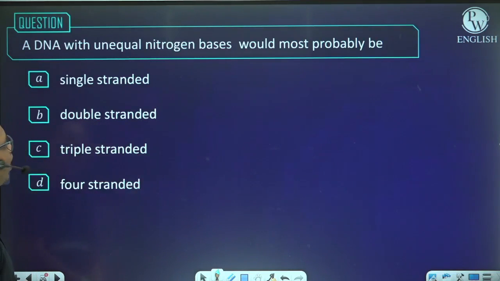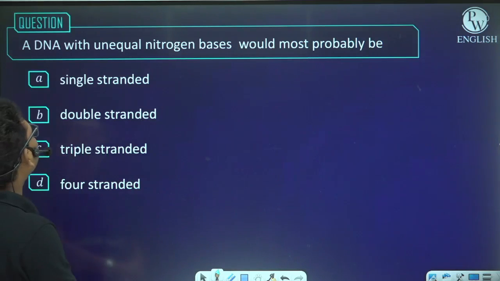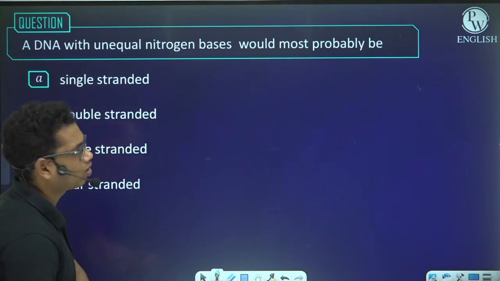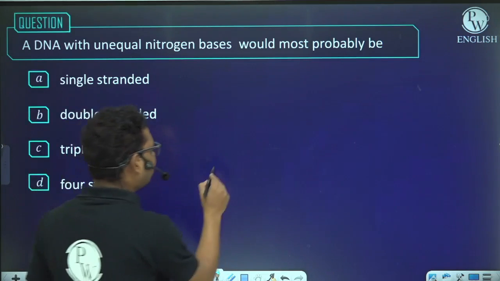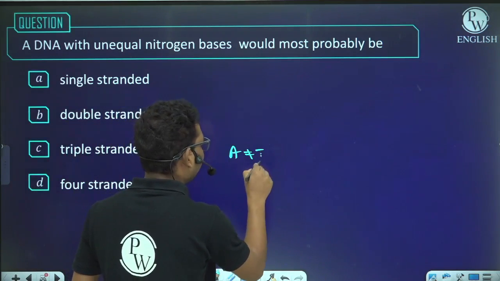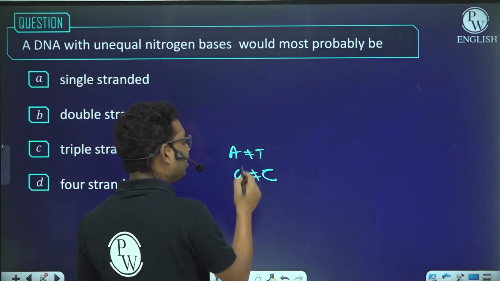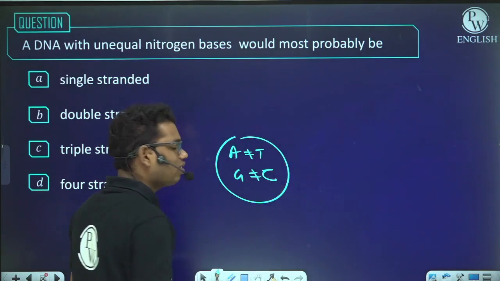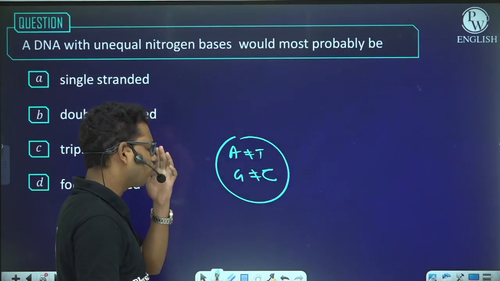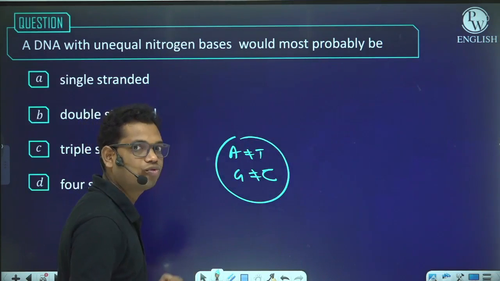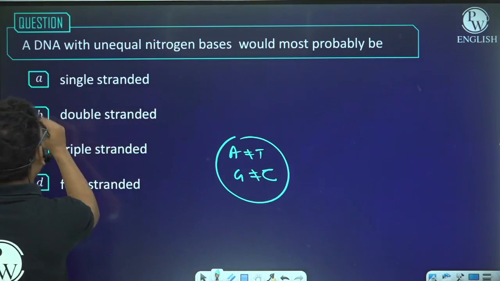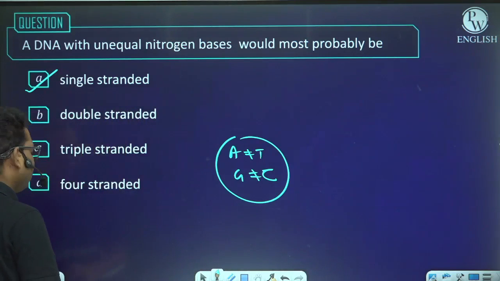DNA with unequal nitrogenous bases are mostly, okay. So if the DNA has unequal nitrogenous bases, that means the amount of adenine is not equal to the amount of thymine, and the amount of guanine is not equal to cytosine, then this is not following the Chargaff's rule. And when the Chargaff's rule is not followed, that means the DNA is single stranded. So I will say this DNA is what? Single stranded. The DNA is single stranded.